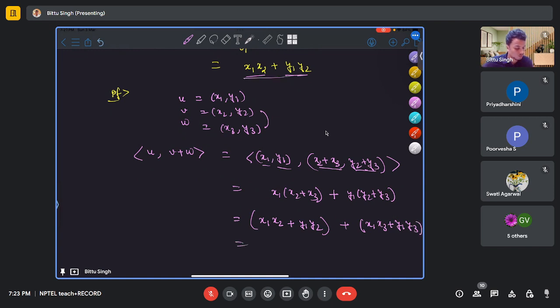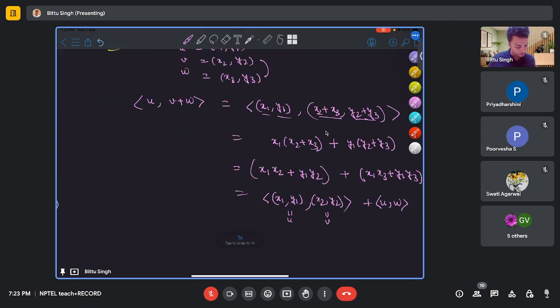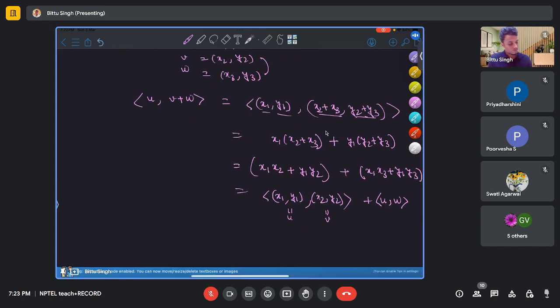Now by definition this is the same as x1, y1 comma x2, y2, the dot product of those two vectors. And the second thing, the first is u dot v, and the second will be u dot w. That is, the notation will be like this, inner product. Similarly, you can check the other properties.